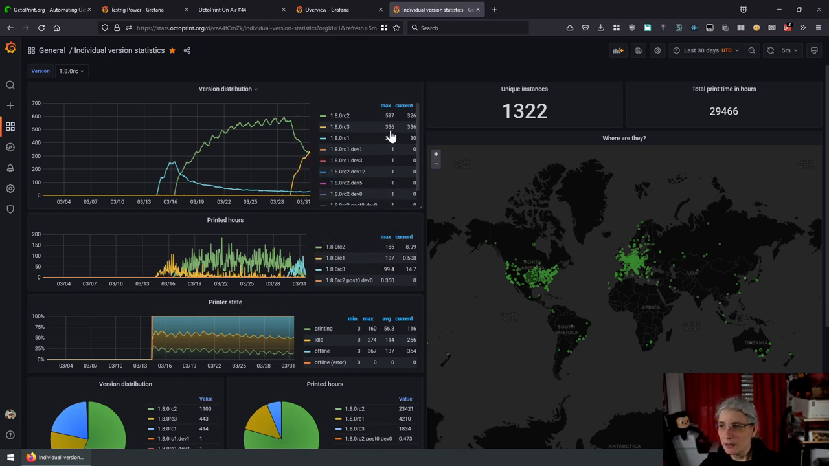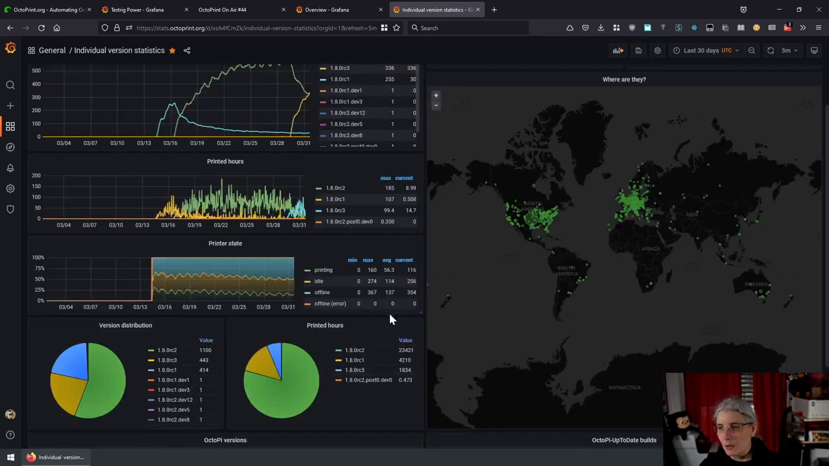And we're currently looking at almost 340 instances that are running RC3. All in all, 1,322 participating instances and a total print time of almost 30,000 hours, which I have no idea right now how much that is in years, or rather in weeks, maybe, I don't know. But I will compile all of that data into the final release blog post, as always.